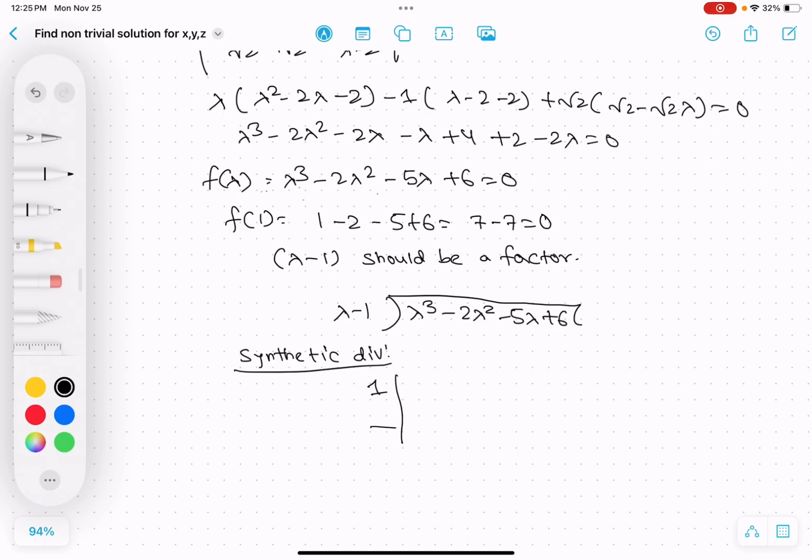1, and the coefficients are 1, minus 2, minus 5, 6. This 1 comes as it is. 1 times 1 is 1. Negative 2 times plus 1 is negative 1. Negative 1. I guess you know the drill, right?